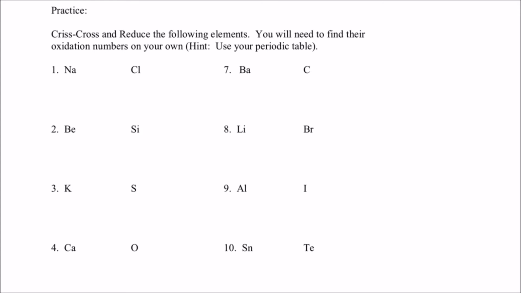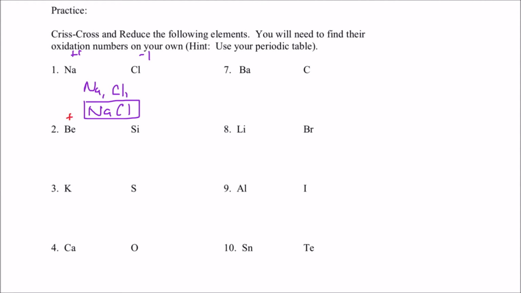Okay, let's see if we can do some practice ones together. Alright, sodium has a +1 charge. Chlorine has a -1 charge. So when I crisscross, I'm going to get Na1Cl1. And ones are understood, so I can just ignore them. So that's what I come up with for the first one.